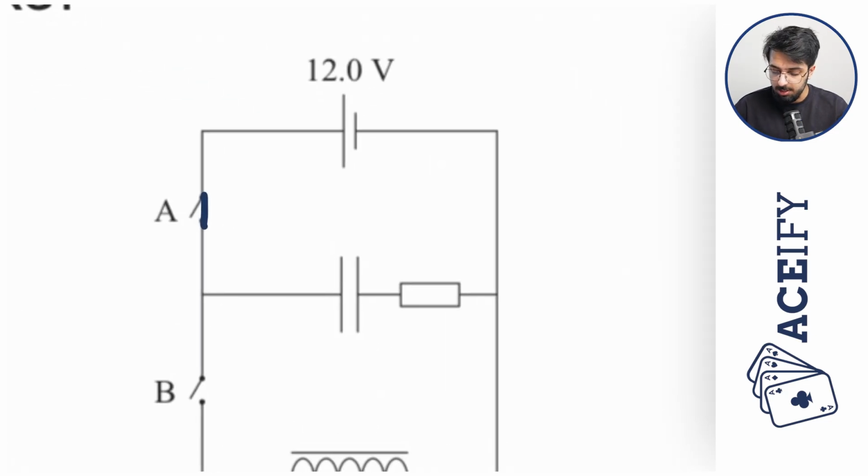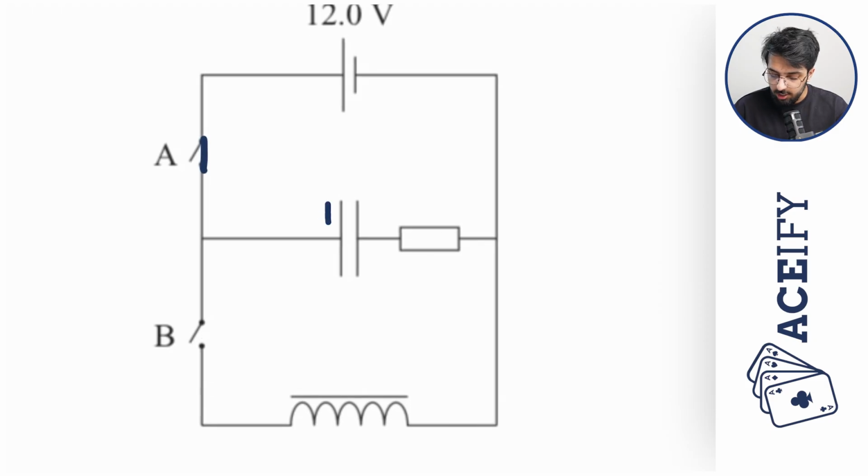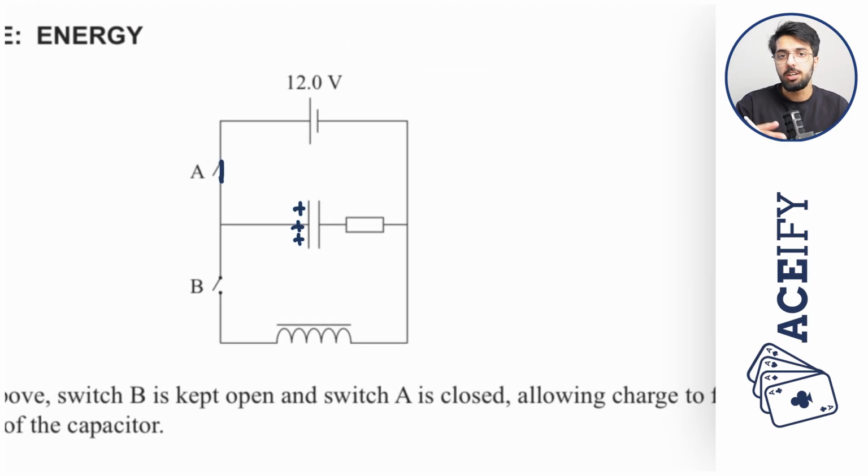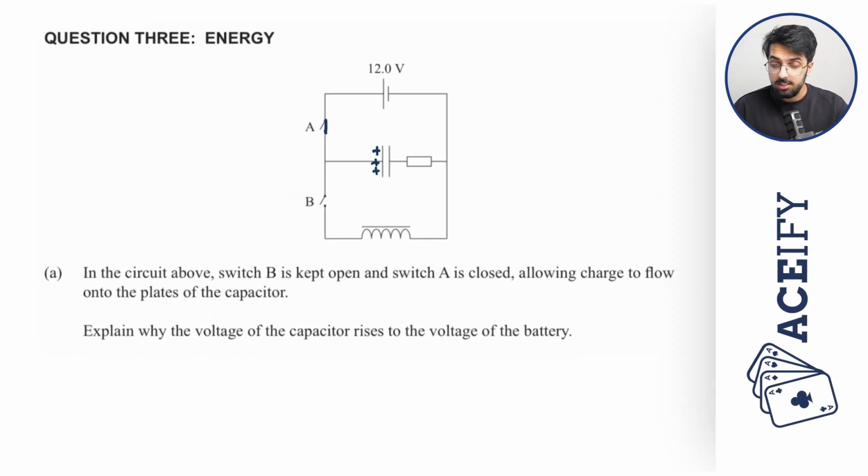charge will flow from the battery onto the capacitor plates, okay? As charge begins to accumulate on the capacitor plates, the charge that has already accumulated on the capacitor plates will repel any oncoming charge, okay? And so this slows down the flow of current, and so the current begins to drop off in the circuit. This will continue to happen until the capacitor is fully charged.